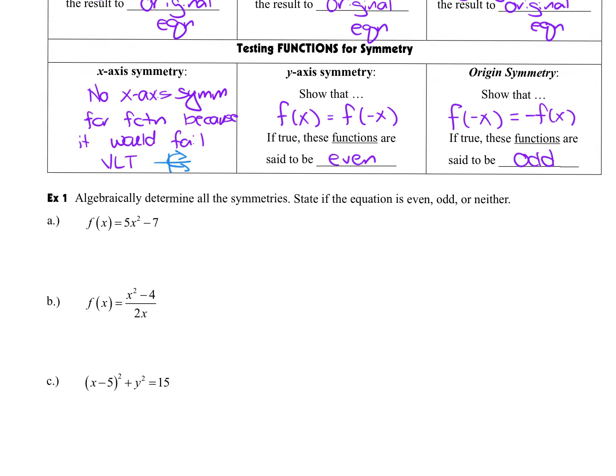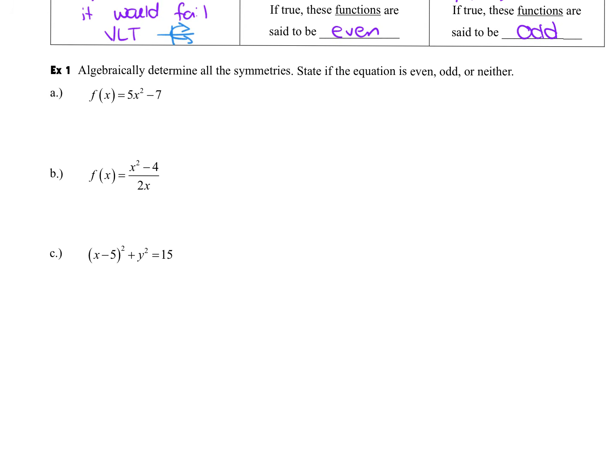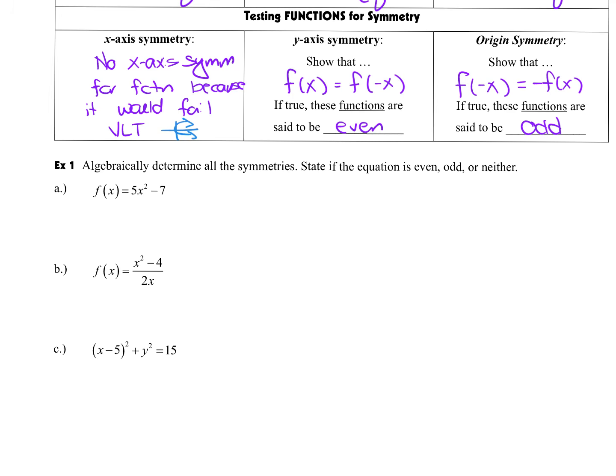So let's take a look at how this is going to work. We are going to test this algebraically. Now, you might know what these graphs look like. You could even go and graph them in Desmos and verify that these tests are true. So what we will do each time, we've got our original function, and then we're going to find the two things that were mentioned up here, f of negative x and negative f of x. So we're going to find those and do some comparing.